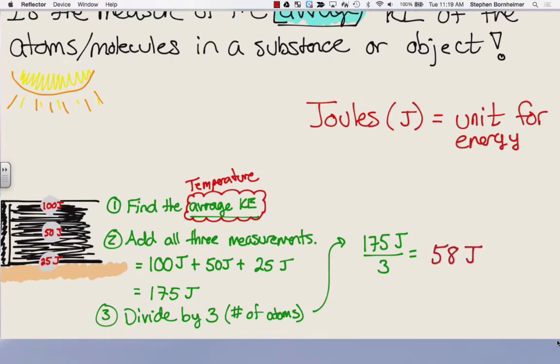58 joules of energy is the average amount of energy. Okay. But, and this is where you have to start to have a little bit of creative license, what I mean by that is, that's not a temperature. So how does that relate to temperature? That's energy. That's not Fahrenheit, Celsius, or what you will see as Kelvin.